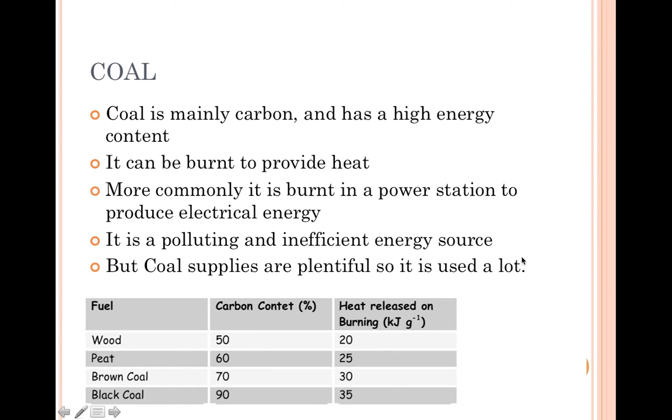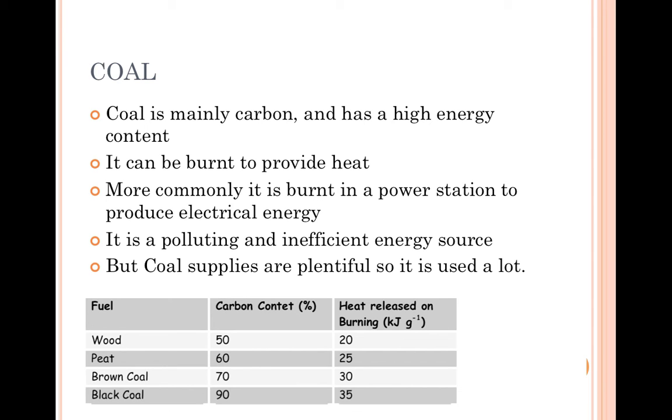Now, if we look at our fossil fuels, they tend to be quite inefficient, but they are very well used. So coal is the first one. It's mainly carbon. It's got a pretty high energy content. Okay? And that energy content is the amount of chemical energy within it. We can burn it directly to provide heat, but very few people will have a coal burner in their house these days. It used to be quite common, but not anymore.